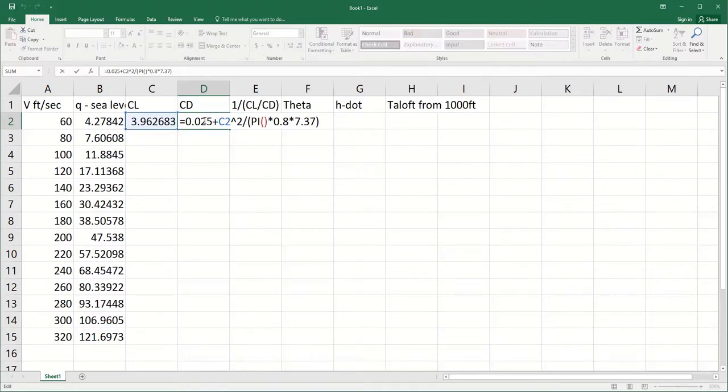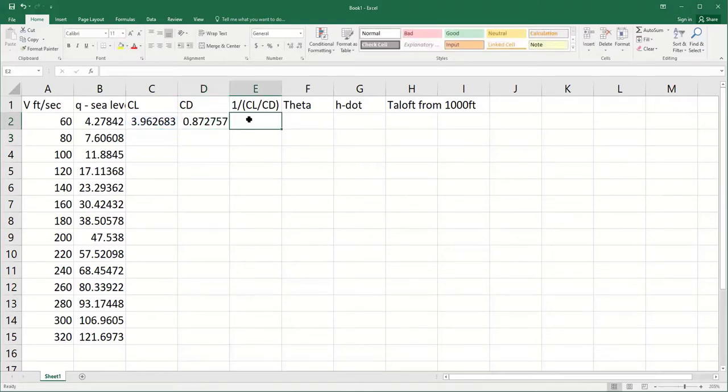So can I move on? Are you guys all caught up? I want to make sure everybody's doing this. Everybody else good? And then this is easy to calculate. 1 divided by CL divided by CD. So somebody check that calculation.